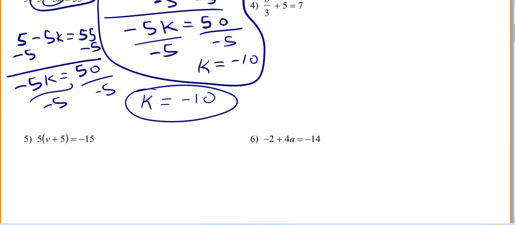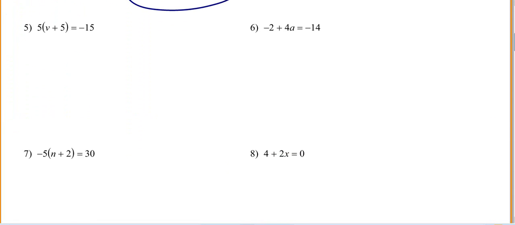Let's look at problem 5 since it's got parentheses. This is actually going to be a little bit more than 2 steps, but in class you're going to see something that looks like this. So we know from previous discussions that we're going to distribute this 5, right? So you got 5 times v, which is 5v. You got 5 times 5, which is 25. That's equal to negative 15.